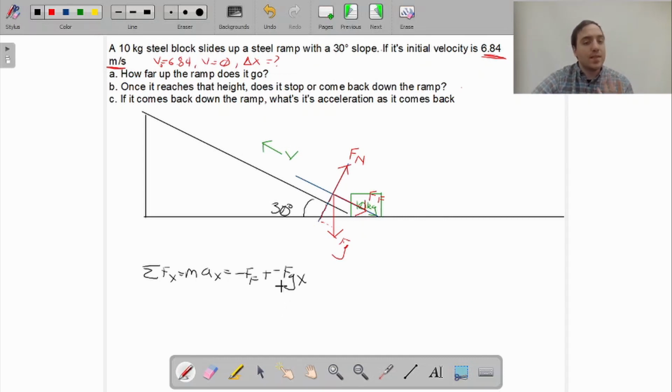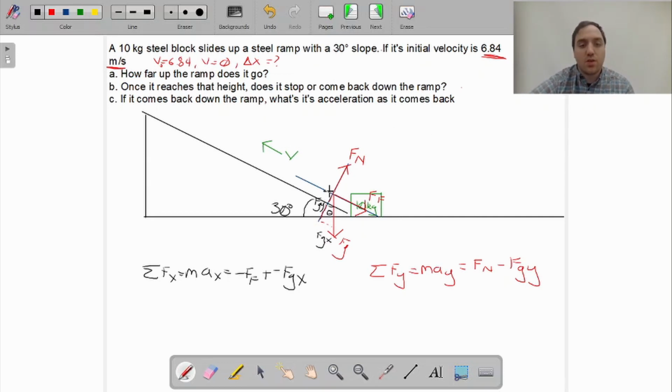If you do this problem and say that your forces are positive, your velocity is negative, you'll get the same answer, just be careful. In the y direction, surprising no one, my sum of all forces in the y direction is m a_y, which is going to be my force normal minus my force gravity in the y direction. We've been through this a few times, but let's go ahead and do it. This is my F_gy, this is my F_gx. This is my angle, which is 30.